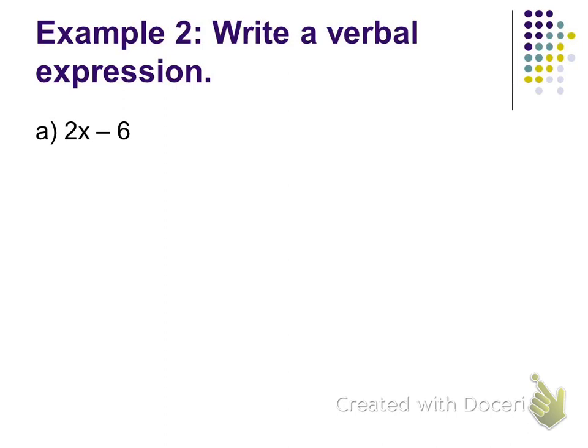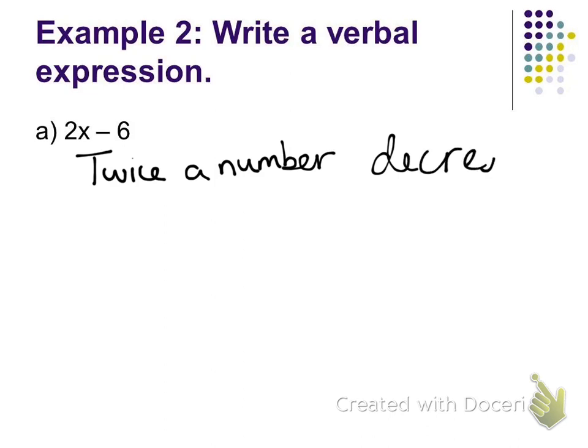Yes. Twice the number decreased by 6. Very good. Twice a number decreased by 6. The fancy way would say 6 less than twice a number, or 6 less than double a number, or 6 less than 2 times a number, or twice a number minus 6. All acceptable answers. Anyone want to double check their answer? Are we good to go?